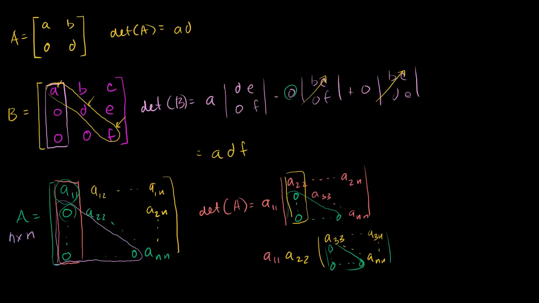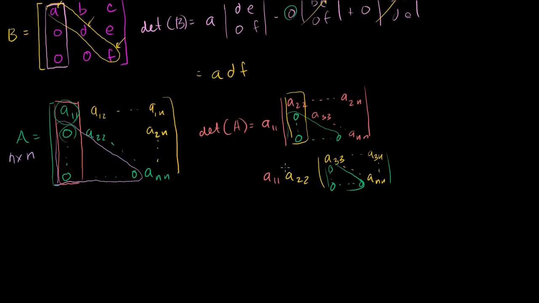Let me write that down. This whole class where you have zeros below the main diagonal, these are called upper triangular matrices. Now, we keep doing the process over and over again.